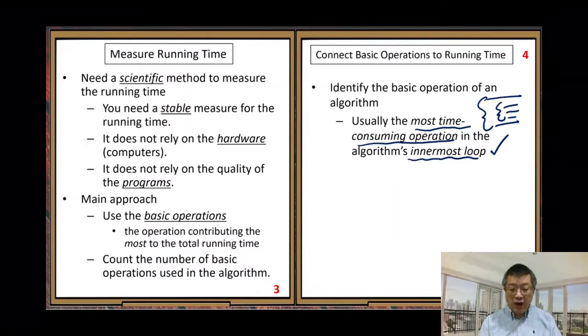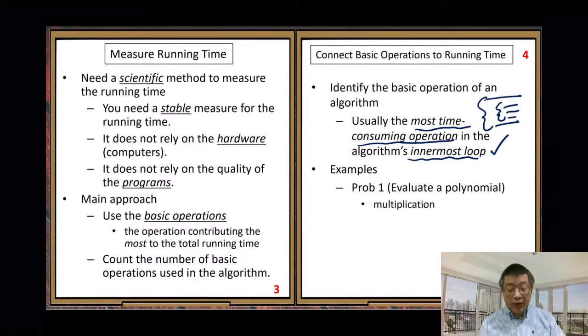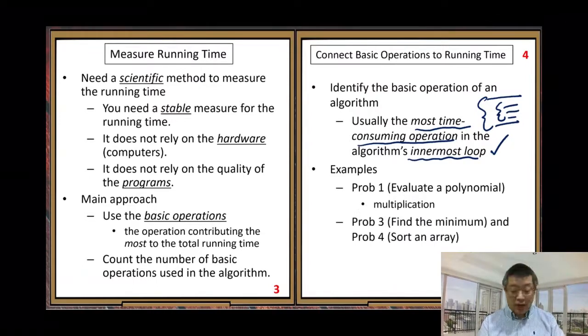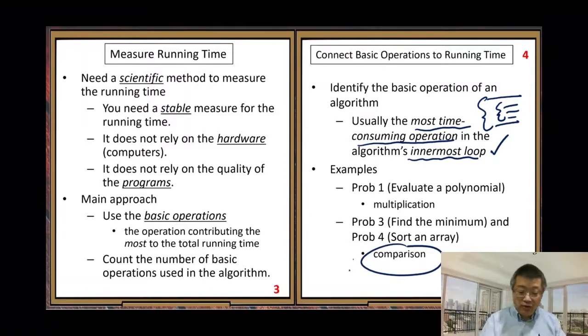The last thing for this video, let us look at some simple examples of basic operations. In our problem 1, evaluate polynomial, we know it is multiplication. In problems 3 and 4, find the minimum of a shortened array, we know it is comparison. Most of the time in this class, we use comparison as our basic operation.